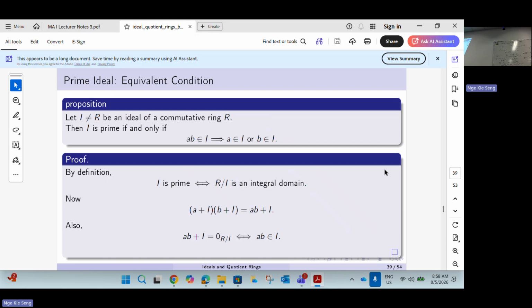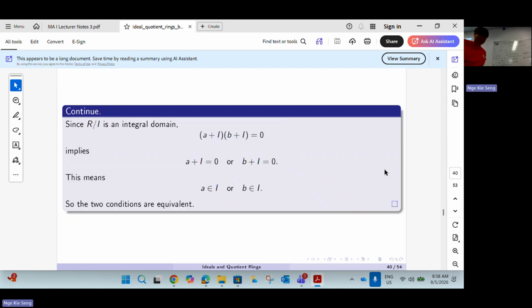We say the ideal is prime. Then it's very easy: ab in I, then a is in I or b is in I. Just the same as the integral domain meaning.